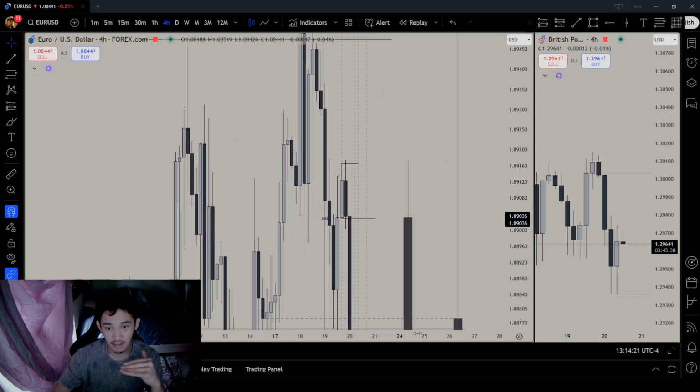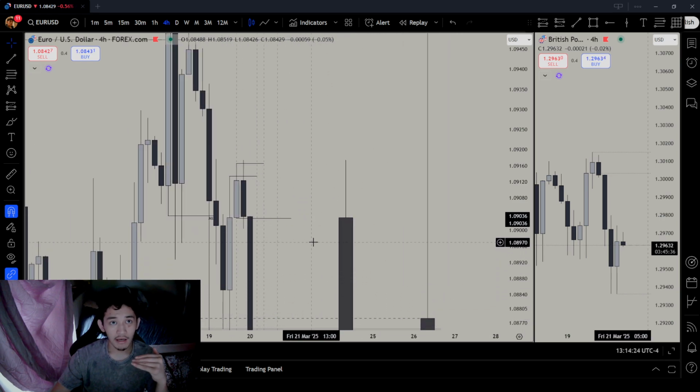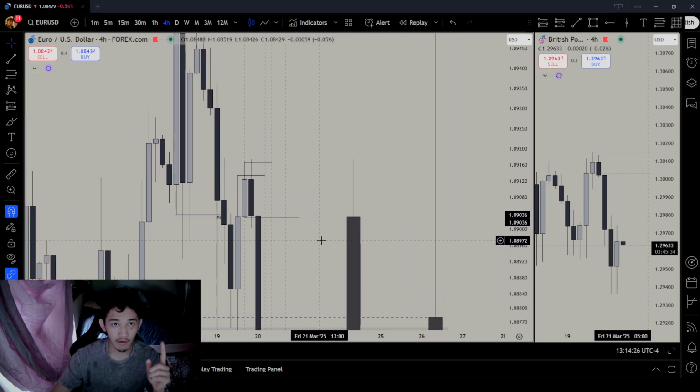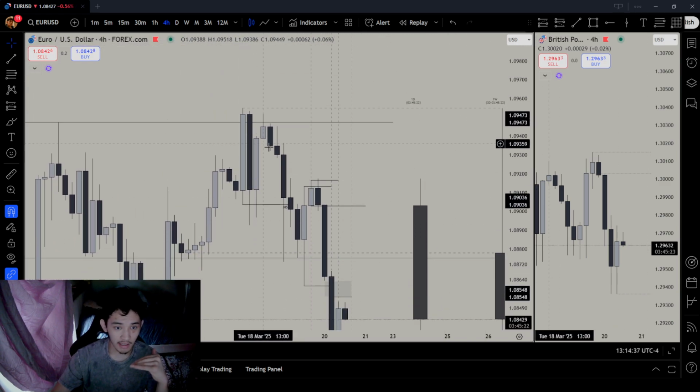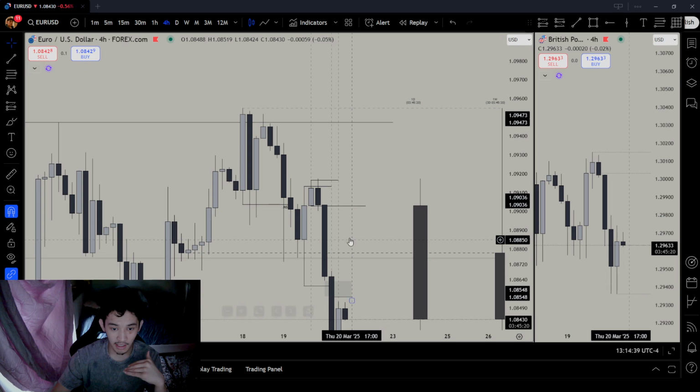accumulation, manipulation, expansion. It's simply through using the logic of one specific 4-hour candle is going to be used as an accumulation. One specific 4-hour candle is going to be used as manipulation. One specific 4-hour candle is going to be expansion. Same for the hourly time frame. Same for everything, right? But the 4-hour time frame is the most efficient one, the least confusing one, right?